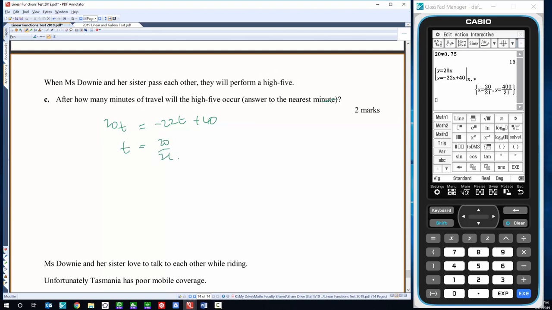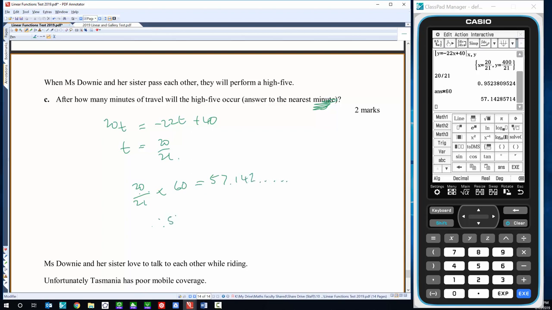Now the question says answer to the nearest minute. So what we're going to do is, that's not a full hour, that's 20 over 21, and if we want to imagine what that is, that's that much of an hour. So we're going to multiply that by 60. That is 57.1 rounded to the nearest minute. We're going to say therefore, or let's do some working out. So it's 20 over 21 multiplied by 60 equals 57.142... Therefore, 57 mins to the nearest minute.